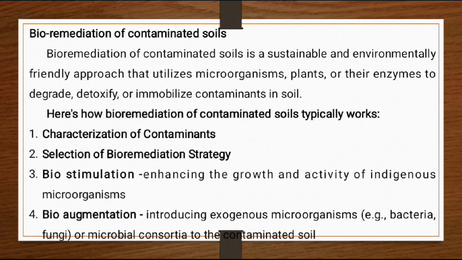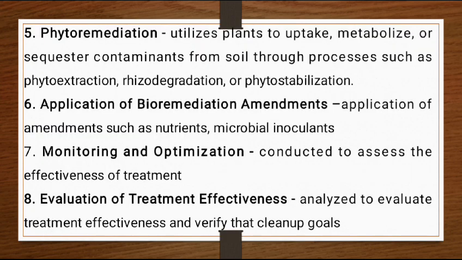So here, for the biodegradation or biological remediation, we have to go for stimulants so that the suitable organisms can grow, which we have to choose. And next one is bioaugmentation, introducing exogenous microorganisms like bacteria and fungi or microbial consortia to the contaminated soil. And the fifth one is the phytoremediation, which we already know, using plants to uptake, metabolize, or sequester contaminants from soil through the process of phytoextraction, rhizodegradation, and phytostabilization.